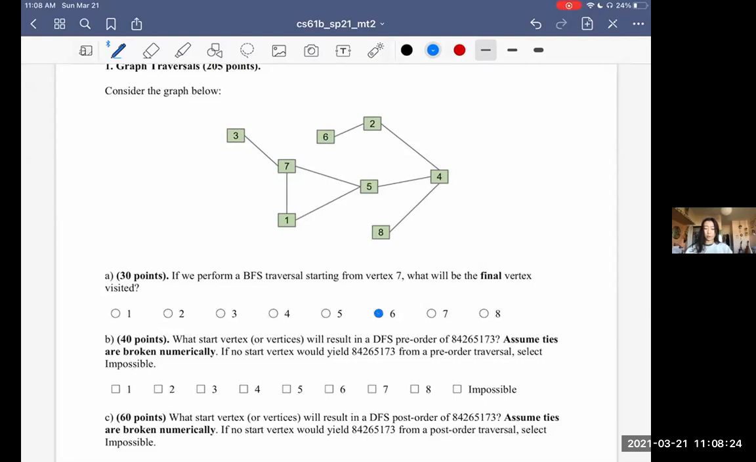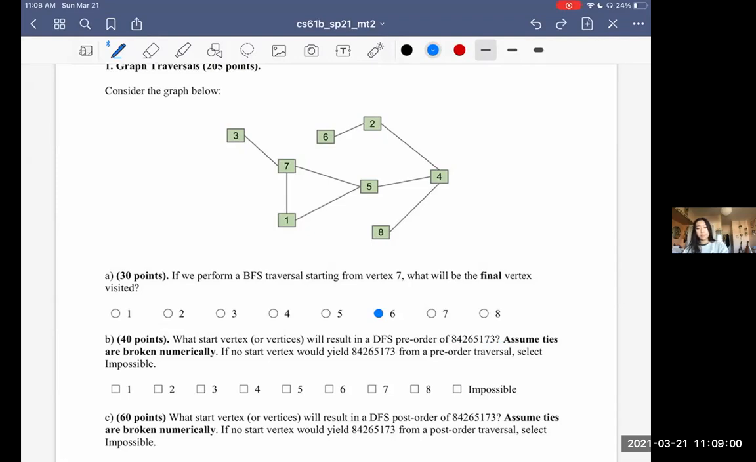Okay, so for B, we're looking at this DFS preorder, and we want to visit 8 first. Just looking at this, we know DFS preorder will mark the parent before we mark the children, which means if 8 is the first thing we mark, it must be the first node or vertex we see, because we'll mark 8 immediately. So let's say we were doing DFS starting from 8. Is it possible to get this order?